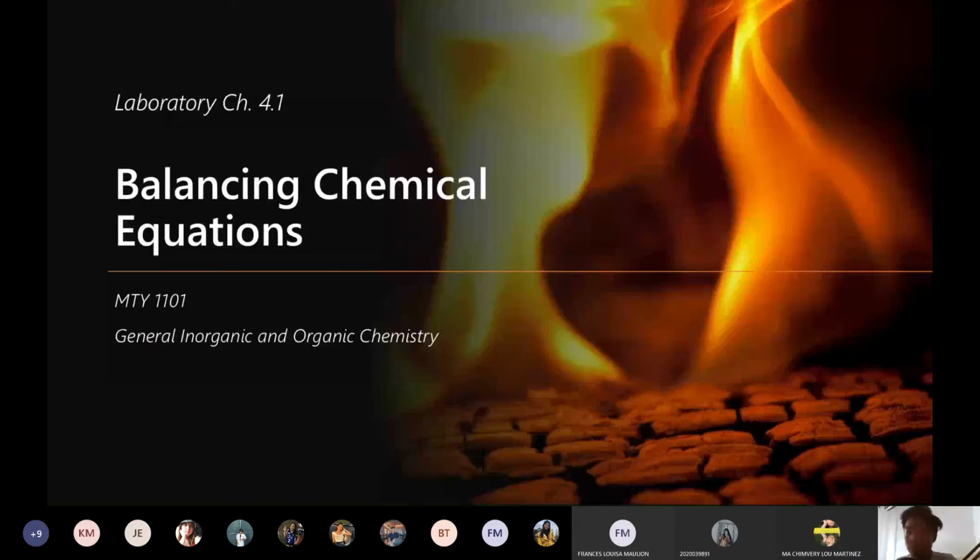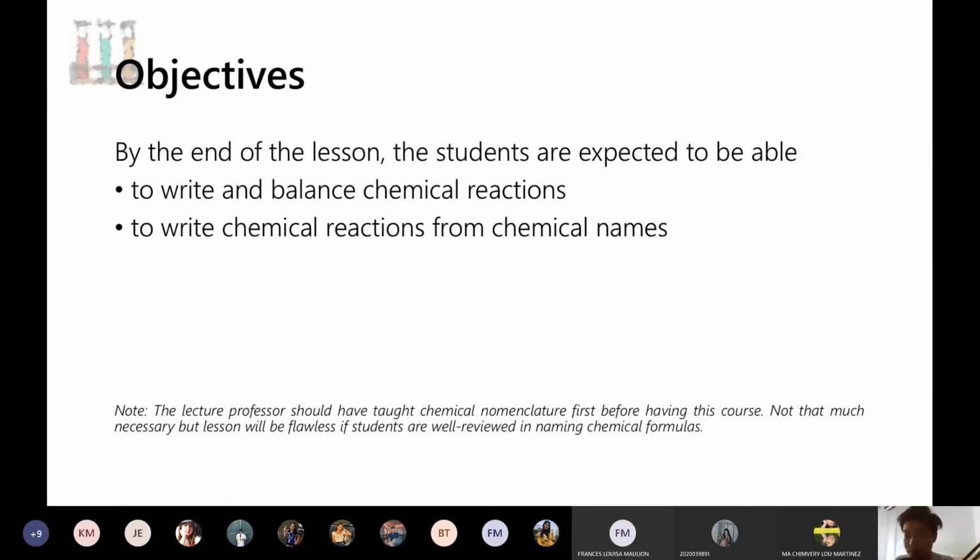Okay. So, what are our objectives for today? Our objectives are to be able to write and balance chemical reactions, no? So alam na natin mag-write ng chemical equations pala, no? Then babalance na lang natin. Then we are going to write chemical reactions or chemical equations from chemical names and vice versa.